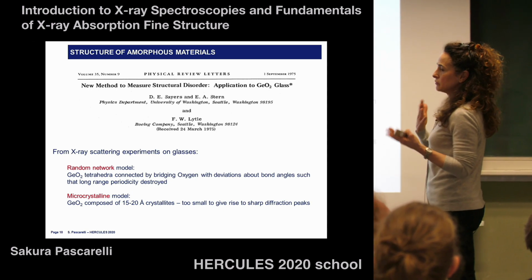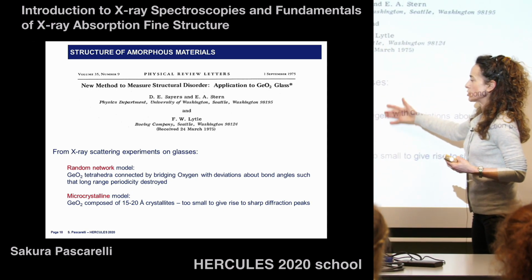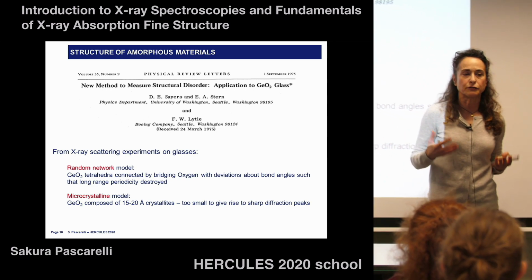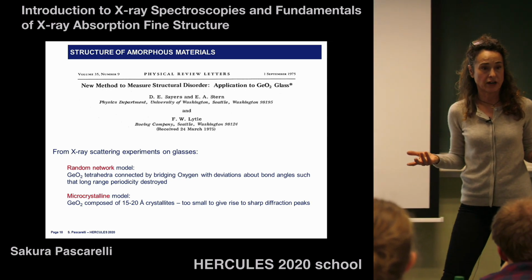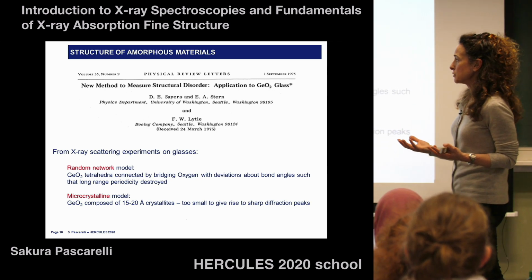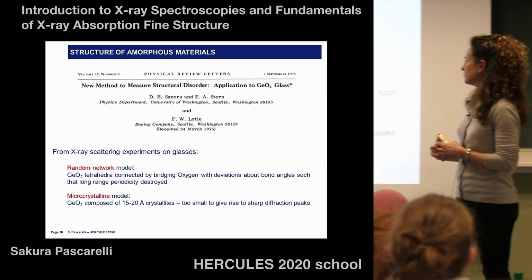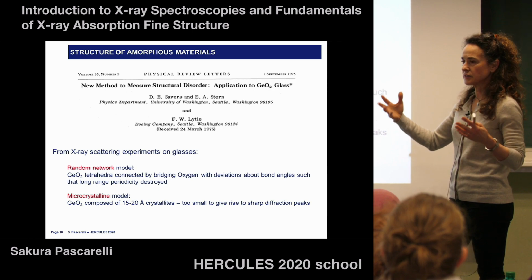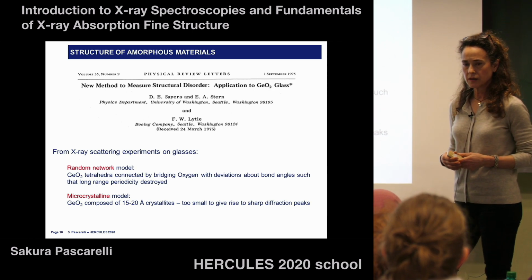And there were two possible models that could explain the diffraction data that they had, because they could do diffraction. And so with diffraction, what they saw is some sort of blobs.